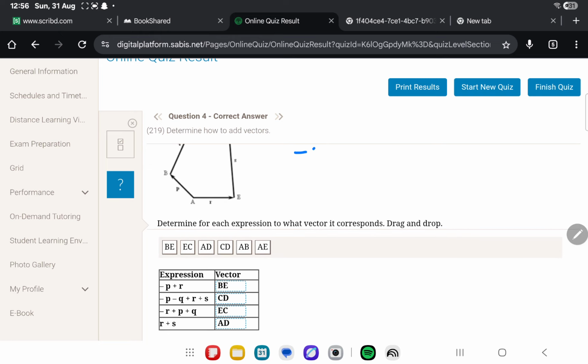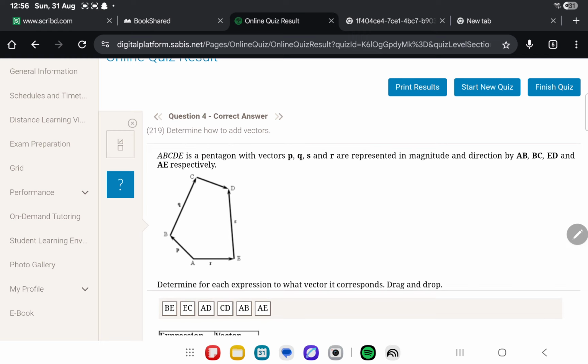So minus P minus Q plus R plus S. I'll write it again here. Minus P minus Q plus R plus S. You might notice that tracing the path here doesn't really work, because minus P is this direction, then minus Q. Minus P is from B to A. Then how are you going to go from C to B? That doesn't make sense, right?